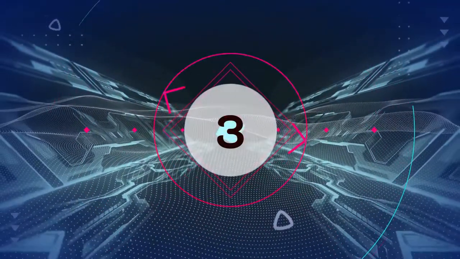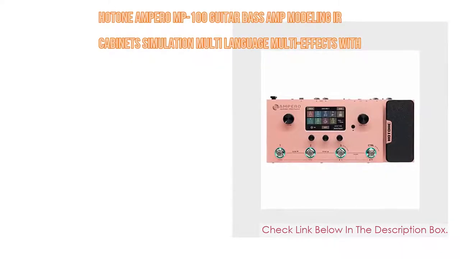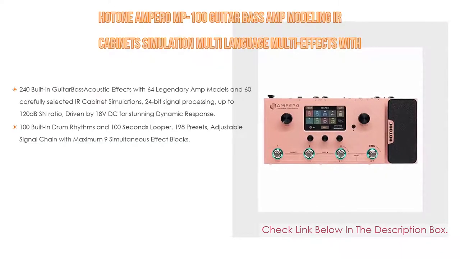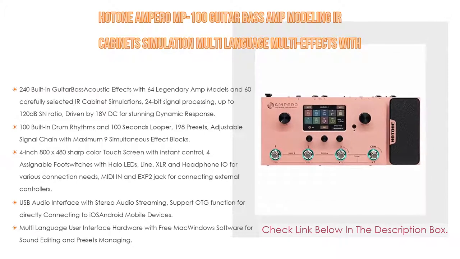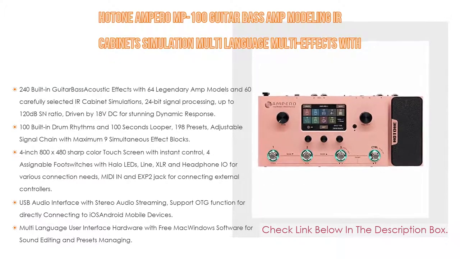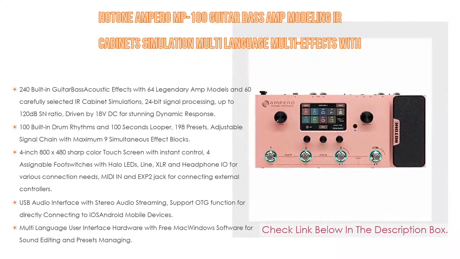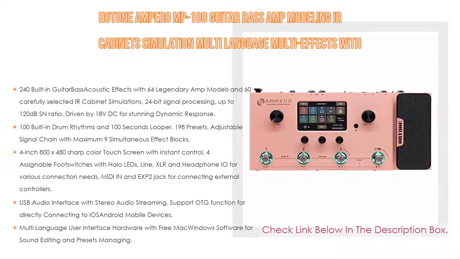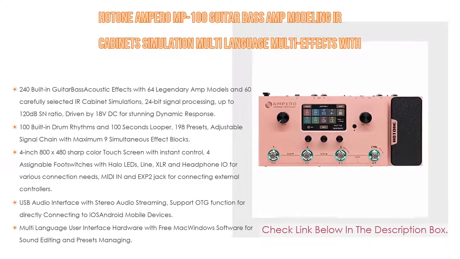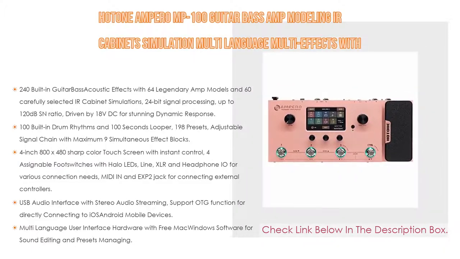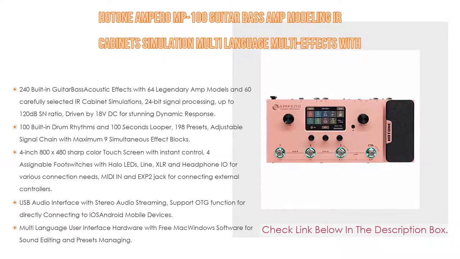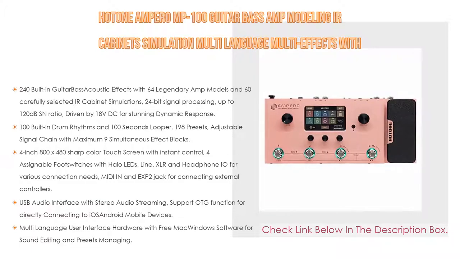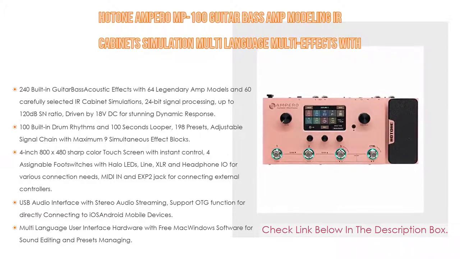Number 3. Now, for some exclusive reason, Hotone Ampero MP100 Guitar Bass Amp Modeling IR Cabinet Simulation Multi-Language Multi-Effects with Expression Pedal Stereo OTG USB Audio Interface is in our list, which has not only 240 built-in guitar bass acoustic effects with 64 legendary amp models and 60 carefully selected IR cabinet simulations, 24-bit signal processing, up to 120 decibels SN ratio, driven by 18 volts DC for stunning dynamic response, but also 100 built-in drum rhythms and 100 seconds looper, 198 presets, adjustable signal chain with maximum 9 simultaneous effect blocks.